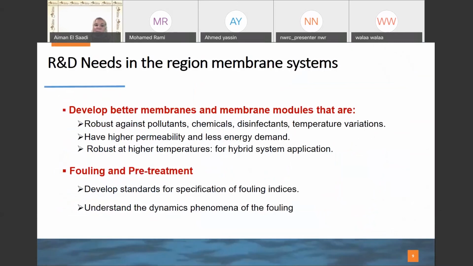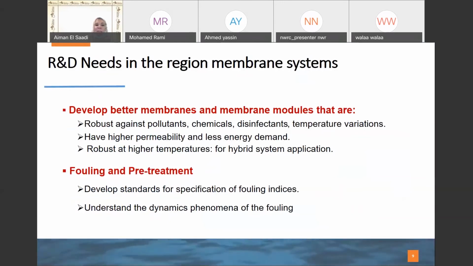Regarding the needs for research and development in the region with the system, we know two factors affect desalination economy. The first factor is energy and membrane replacement. So we need membranes robust against pollutants, chemicals, disinfection, filtration, regulation, and also robust at higher temperature for high-temperature system applications.